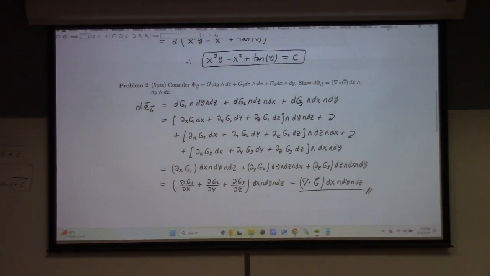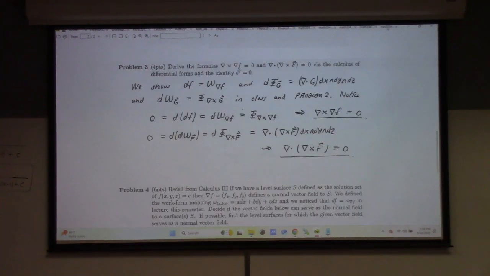I hope you found this one to be enjoyable. There's not much to it, right? It's just pretty much as you take the differential of G1, G2, and G3, only one thing survives because you always have a repeated wedge. Like the first one, y wedge y or z wedge z is 0, so you're only left with the x, y, z wedges. And same thing happens for the other two, and you're just left with the divergence.